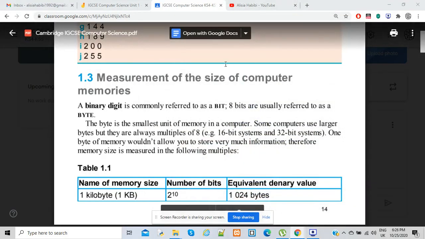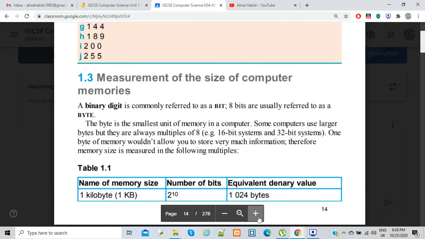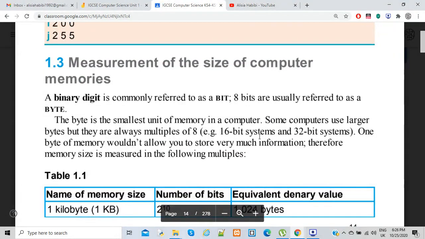Hello guys, welcome to my second video tutorial, which follows the first video tutorial that we looked at, starting from the IGCSE curriculum. Just a quick recap: we looked at how to convert binary into denary and then how to convert denary into binary. This video tutorial follows what we learned last time, and we're going to be looking at the different types of memory sizes of computer systems that we have.